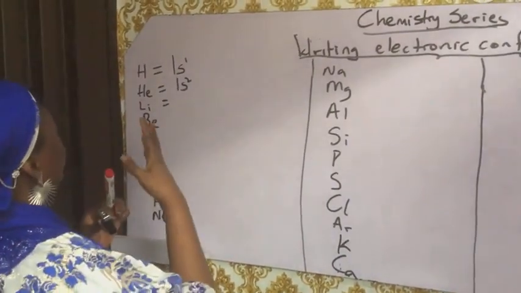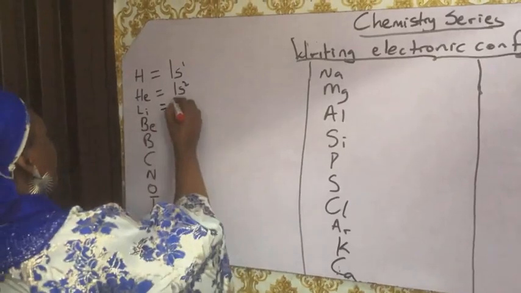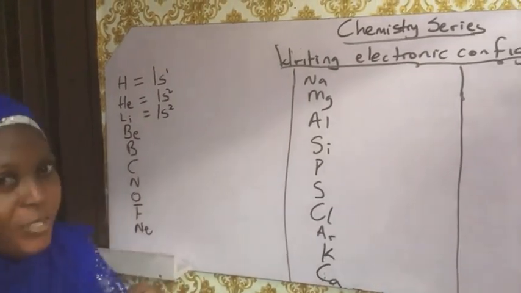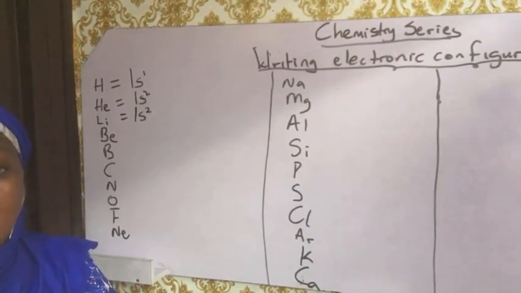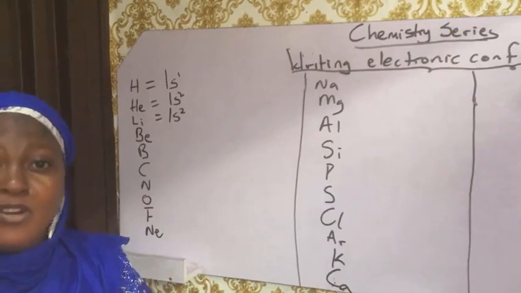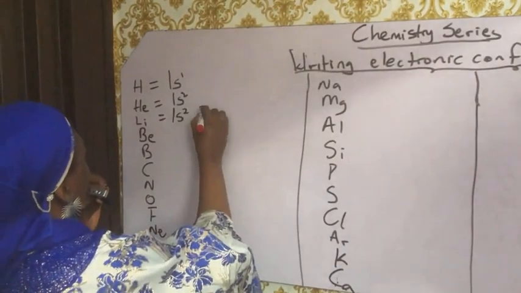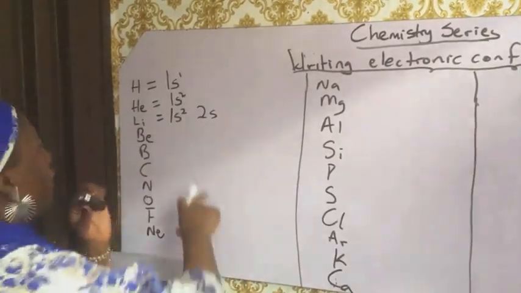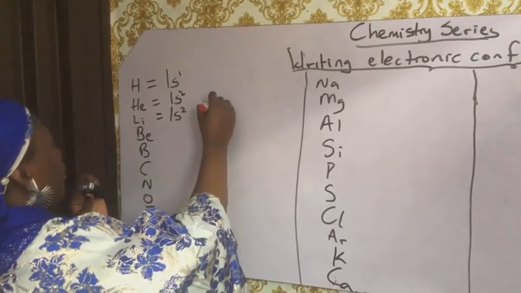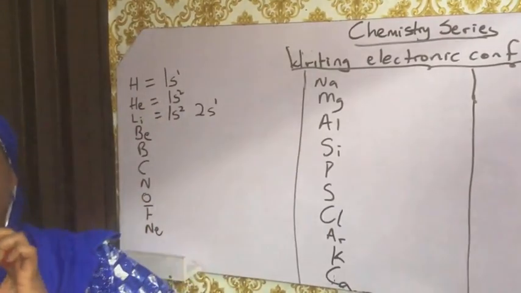So it has 3 electrons, so it's going to be 1s2 and not 1s3, because the s orbital can only take a maximum number of 2 electrons, so you move on to the next energy level, which is 2s. And since this has 3 electrons, you have 2 here. 3 minus 2 means 1. That is 1s2, 2s1.